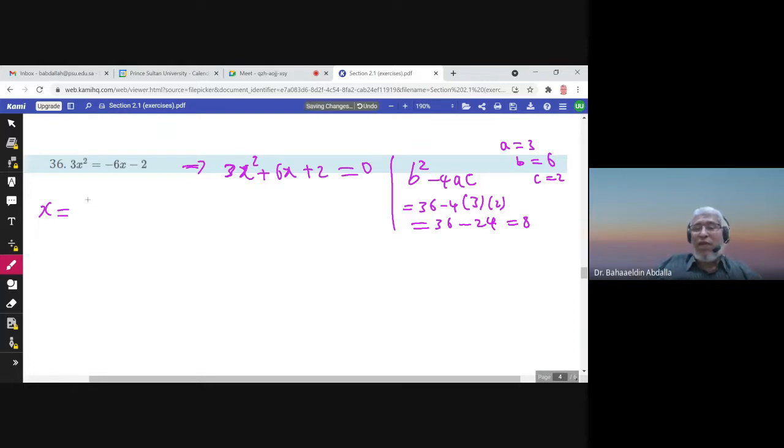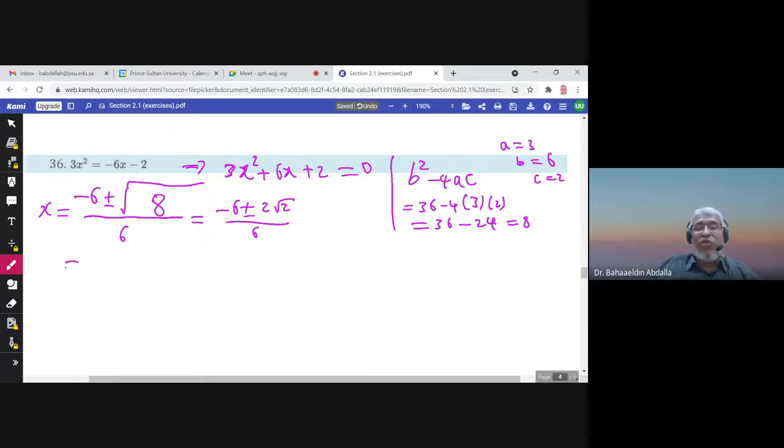So the quadratic formula says negative b, b is 6, so negative 6 plus or minus the square root of b squared minus 4ac, the discriminant, I already have it. It is 8, over 2 times a, which is 6. Again, you cannot divide, please. So negative 6 plus or minus, you cannot cancel. The square root of 8 is 2 square root of 2, over 6.